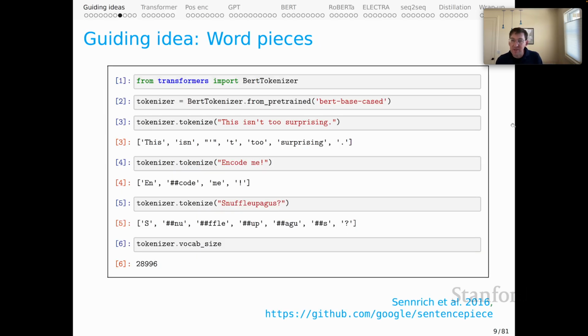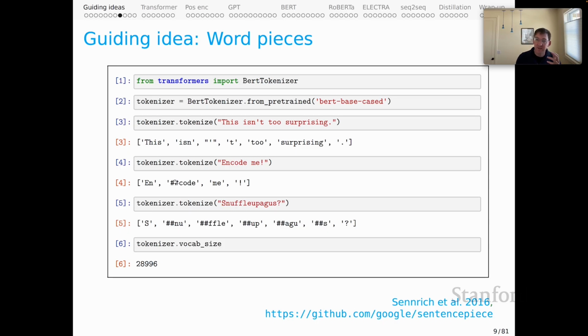A big change happened for the transformer when we got in parallel this notion of word piece tokenization. Here I'm going to give you a feel for that by looking at the BERT tokenizer. That gets loaded in cell 2 here. And then when we call the tokenizer on the sentence, this isn't too surprising, we get things that look mostly like whole words, especially if you're used to NLP, where the suffix for "isn't" has been broken apart, and so is the punctuation. But when we call the tokenizer on the sequence "encode me" with an exclamation mark, notice that the word "encode" has been split apart into two words, "en" and then "##code" with those markers there indicating that that is a word internal piece.